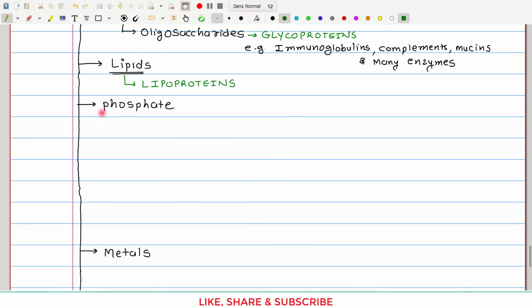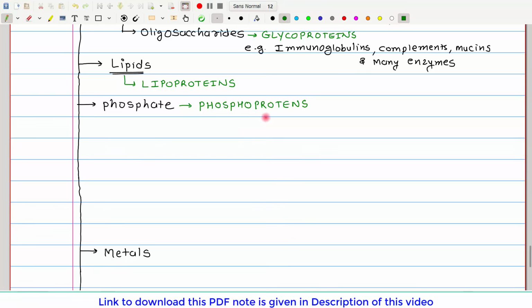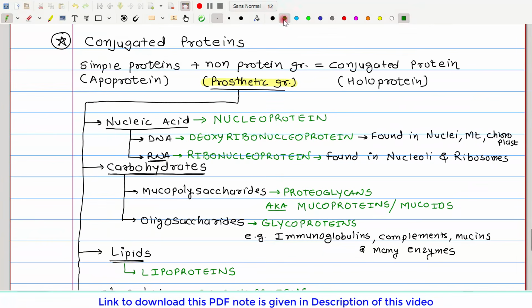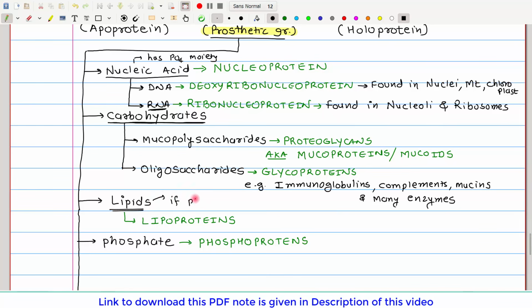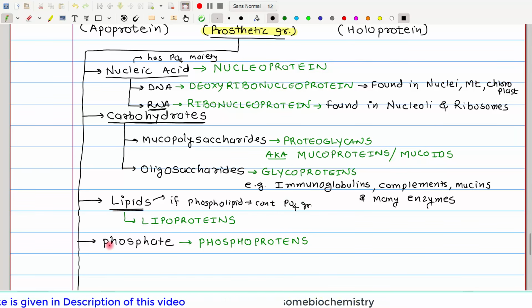Now, the prosthetic group can be a phosphate, and whenever phosphate is the prosthetic group, we call such conjugated protein a phosphoprotein. Now, here one important problem is there. What is that problem? See, nucleic acid has a phosphate moiety, right? In case of lipids also, if a particular lipid is a phospholipid, then such lipoprotein also has a phosphate group in its structure. So here one important problem is created.